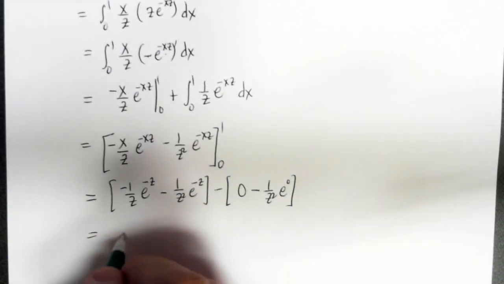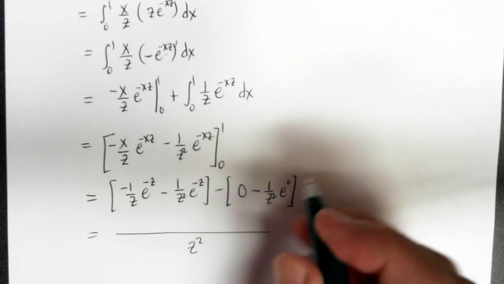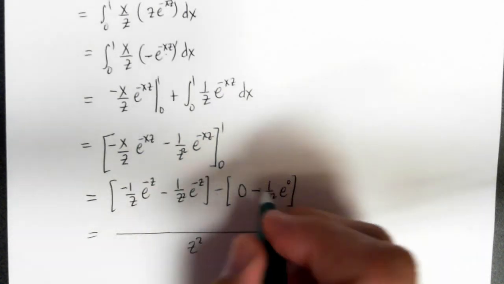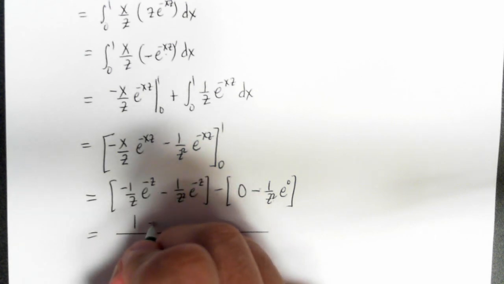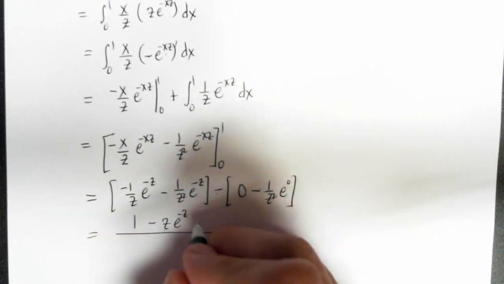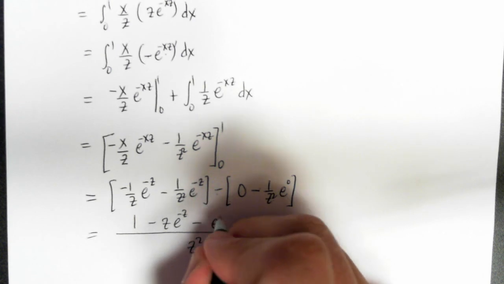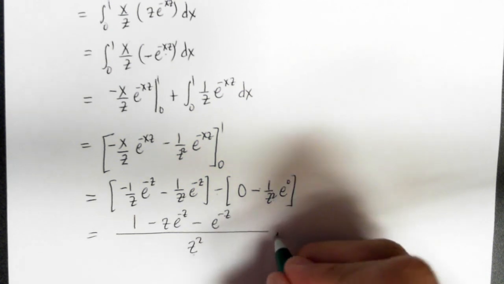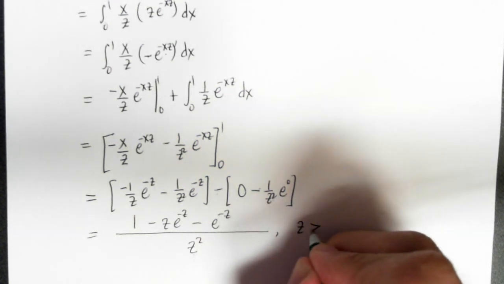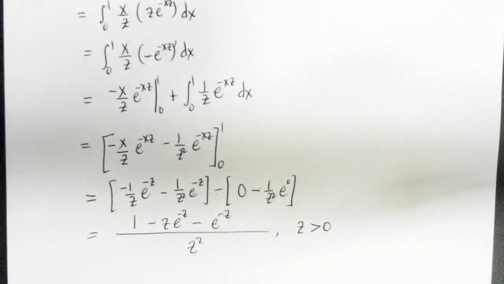And so simplifying, we get that everything's over z squared. I can have a minus becomes plus 1. If I put z squared in the denominator, the numerator here becomes minus z times e to the minus z. And then this numerator becomes e to the minus z. So there's my PDF: 1 minus z e to the minus z minus e to the minus z over z squared. And this is true for any positive value of z. So that is the PDF for this one. It turns out if you integrate this one from 0 to infinity, you do get 1.